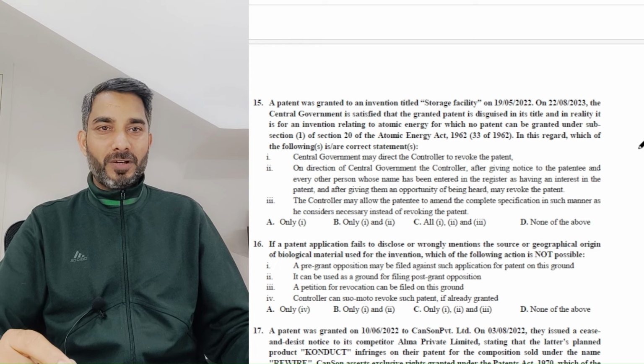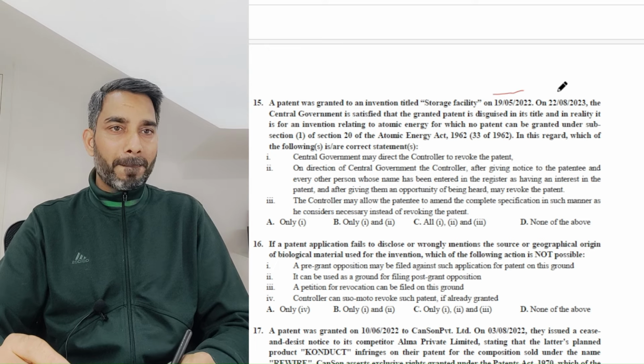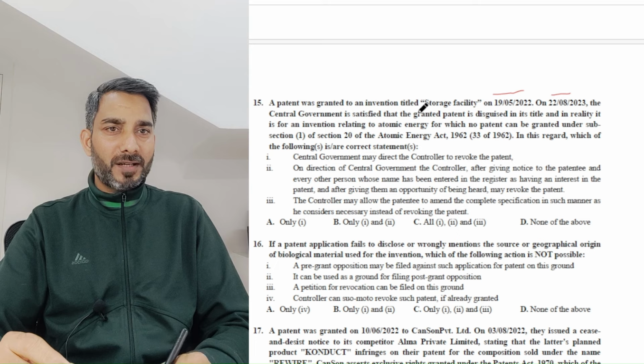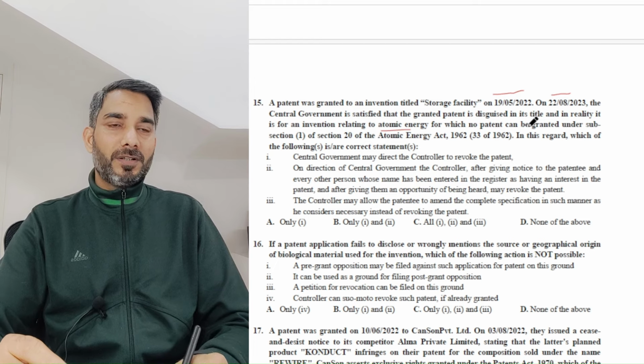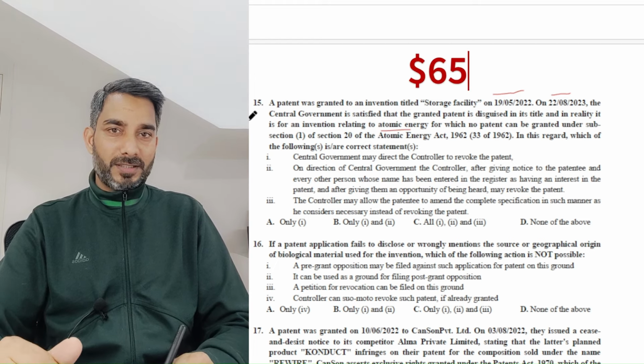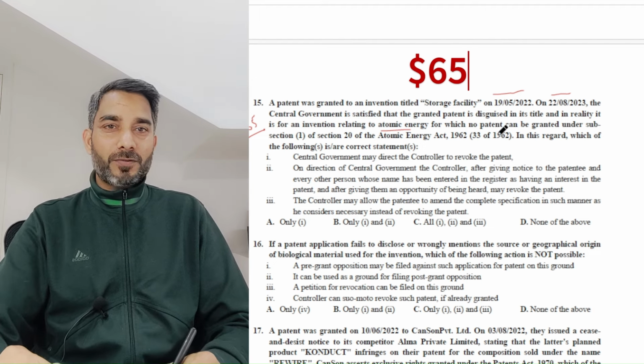A patent was granted to an invention titled storage facility on 1905. Perfect. After 1 year, the central government is satisfied that the granted patent is disguised in its title and in reality it is for atomic energy. Wow. No patent can be granted. Section 65. 66 and 65 are in order. In this regard, which of the following is correct?